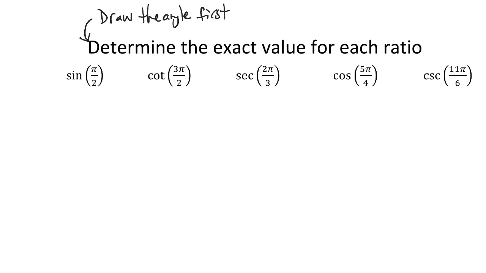So sine of pi by 2, the first thing I'm going to do is draw what pi by 2 looks like. I know that pi by 2 is half of pi, so this would be here. So pi by 2 is that right angle that goes there. Now, it's asking me about the sine value of that, and we know that sine is y over r.